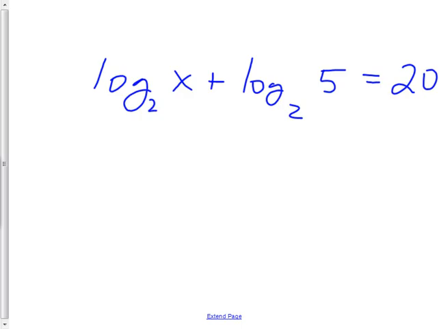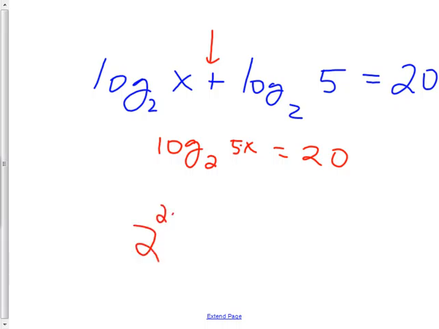So you probably, hopefully by now, have written log base 2 of 5x, because see, this is a big plus problem, so we can make it into a times, equals 20. Then hopefully you knew that I'm not going to be able to solve it the way it is, so maybe I should rewrite it as an exponential. 2 to the 20th is equal to 5x. I'm really close. I don't know what 2 to the 20th is, except it's a really big number. And then I'm going to divide by 5, and then I'll have my answer.